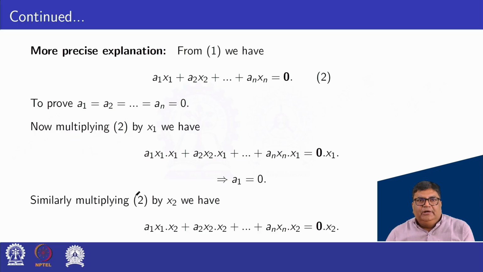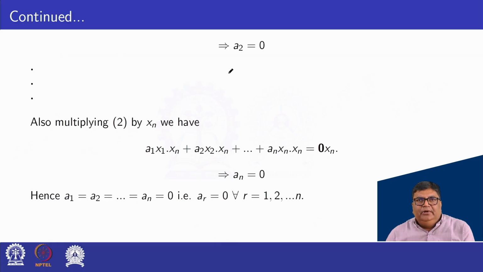Similarly, we multiply equation 2 by x2. We have a1 x1 into x2 plus a2 x2 into x2 plus and so on an xn into x2 is equal to 0 into x2. That is, all terms are 0 except the second. Okay, so we have a2 into x2 square is equal to 0. Since x2 is a non-zero vector, we have a2 is equal to 0.